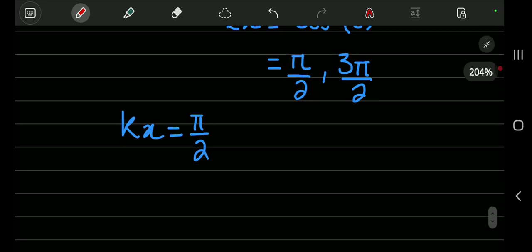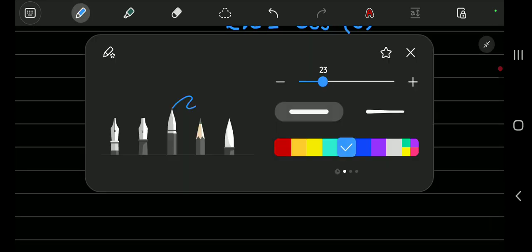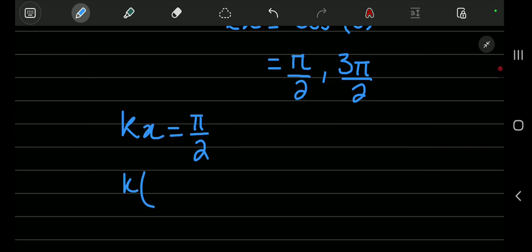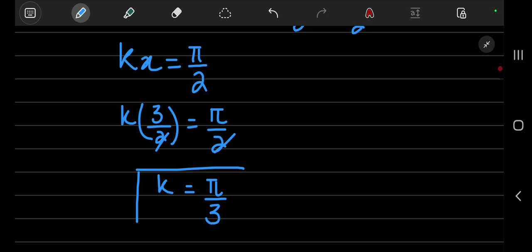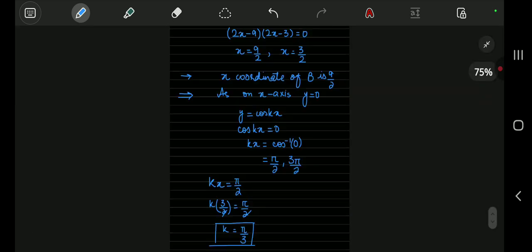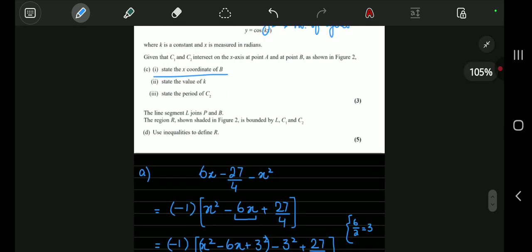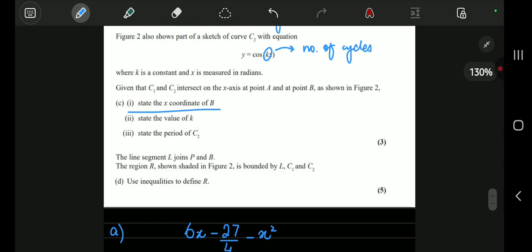So k times 3 over 2 equals pi over 2. So this 2 and 2 can be cancelled. So k will be equal to pi over 3. So this is your value of k. Now next, state the period of C2.